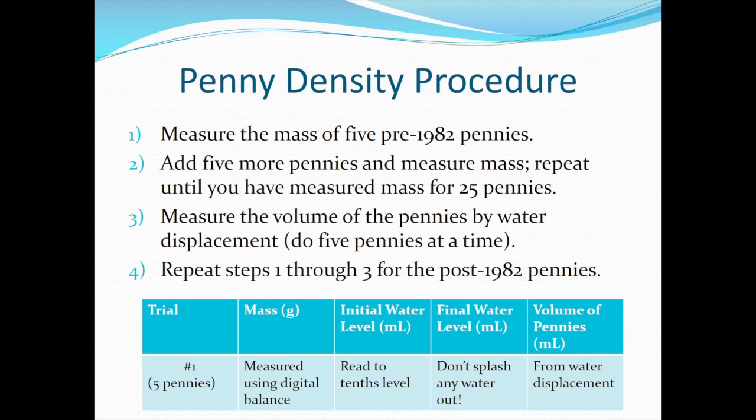First, measure the mass of 5 pre-1982 pennies. Add 5 more pennies and measure the mass. Repeat until you have measured the mass for 25 pennies. Measure the volume of the pennies by water displacement. As with the mass, begin with 5 pennies and record the water displacement. Repeat until the water displacement has been recorded for 25 pennies. Avoid splashing the water, and do not remove the pennies until all 25 have been measured.